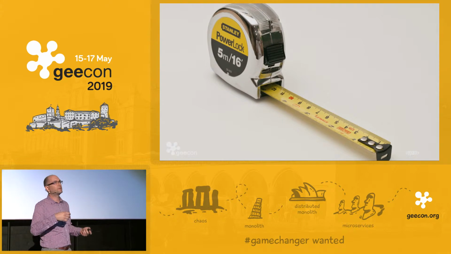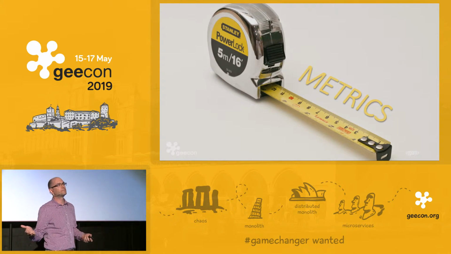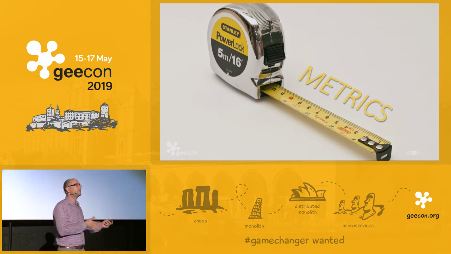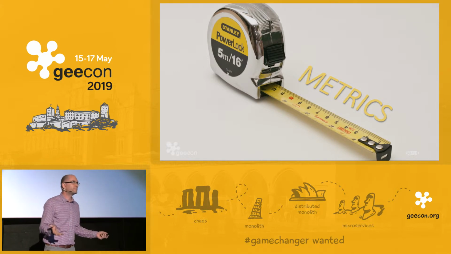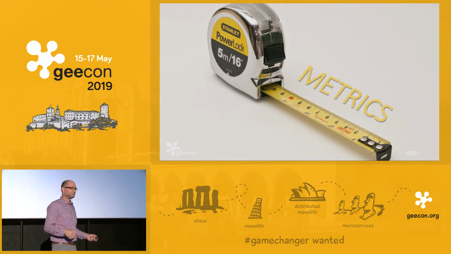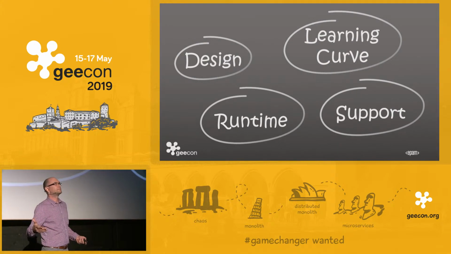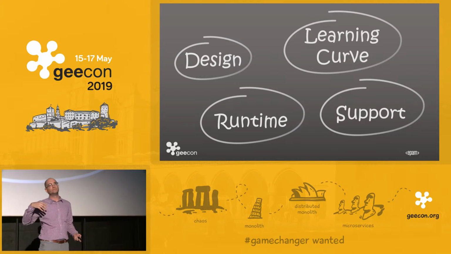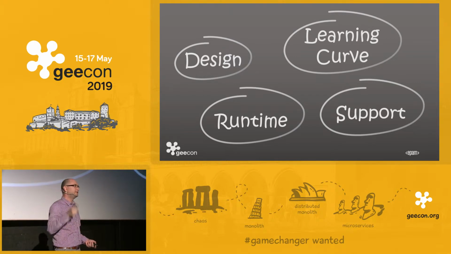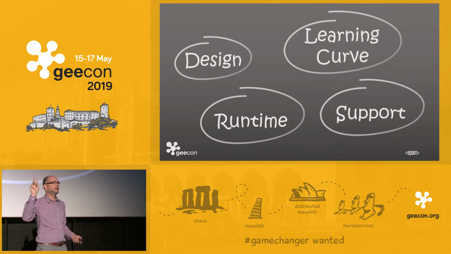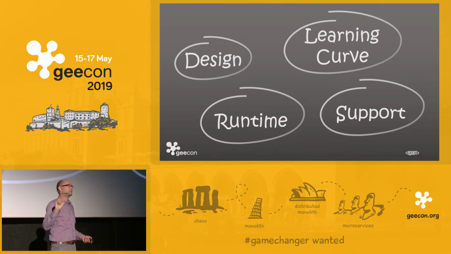We have to have some kind of metrics. So I have to be able to compare each alternative to each other with some kind of fitness function or quality attribute to be able to compare them, right? Now, when I'm talking about metrics, I always realize that there are around four categories for these metrics. They are namely design, learning curve, runtime, and support.